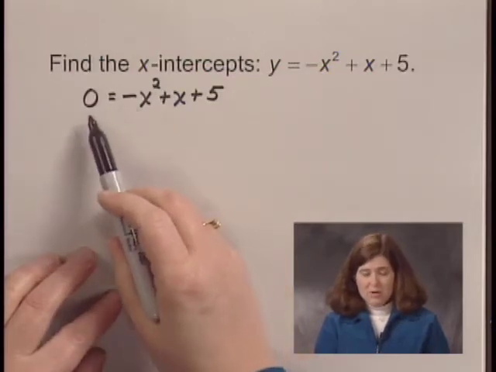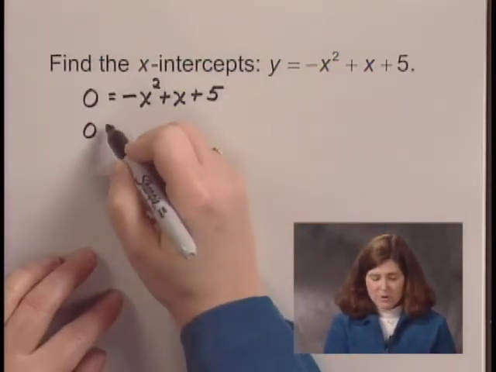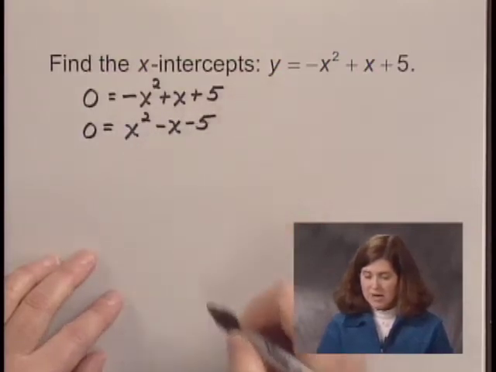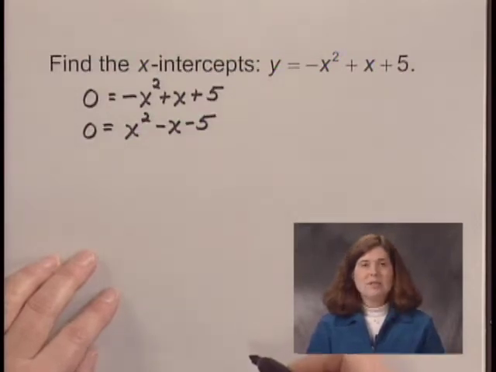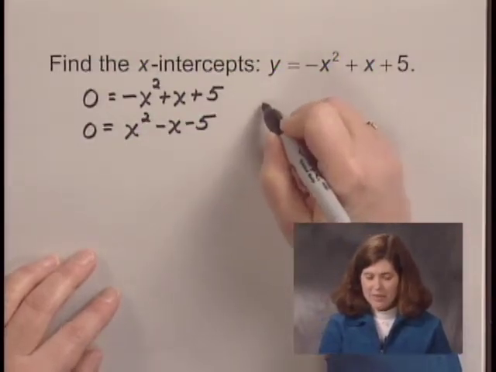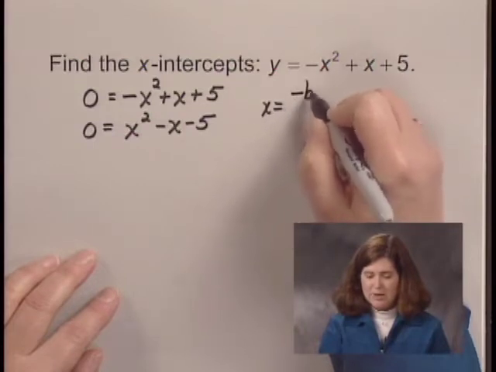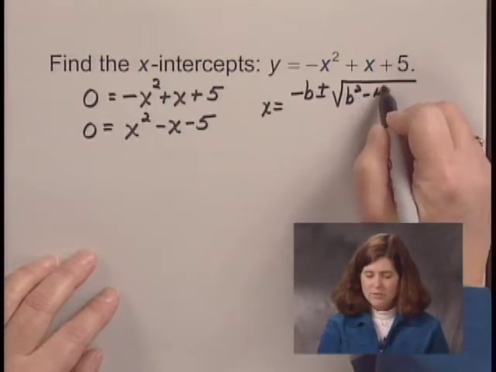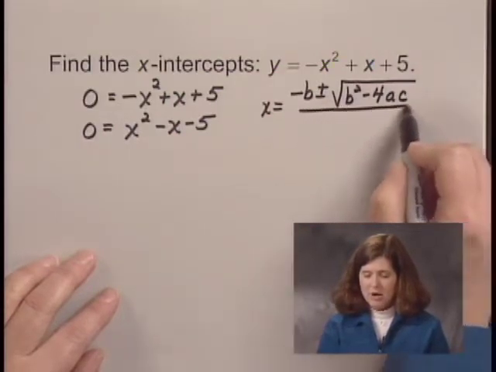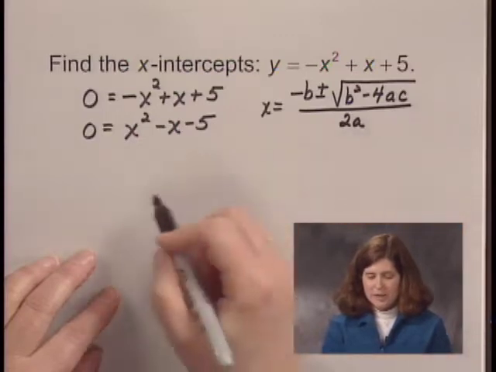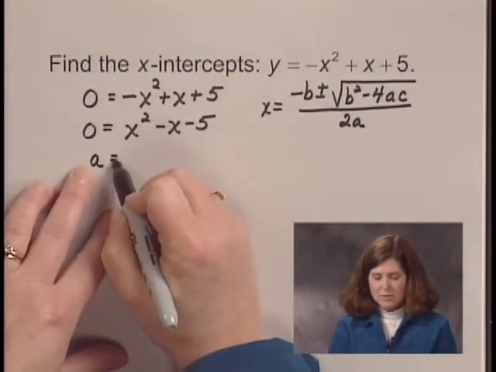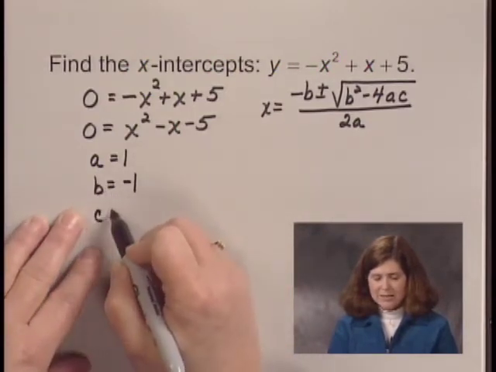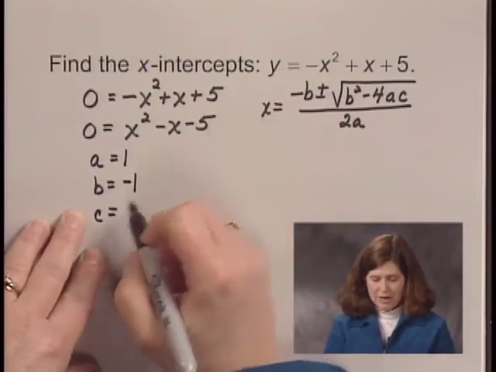Writing this in standard form by multiplying everything by -1, I have 0 equals x squared minus x minus 5. I solve using the quadratic formula. I have x equals the opposite of b plus or minus the square root of b squared minus 4 times a times c all over 2 times a. Here a is the coefficient of the x squared term, b is the coefficient of the x term, and c is -5.